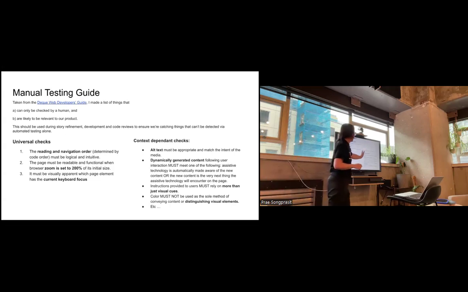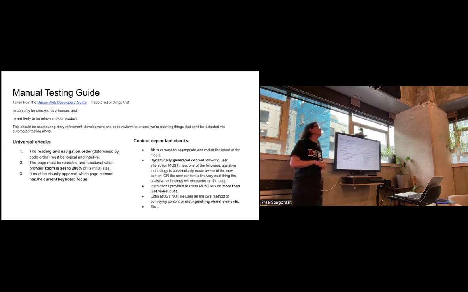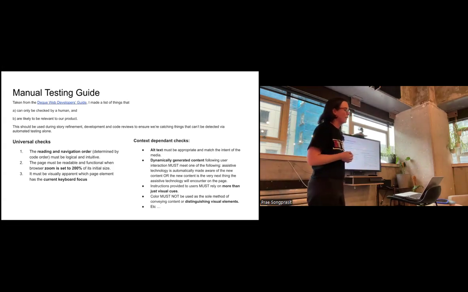And then separating out those context-dependent checks. So we're building this drop-down. Do we need to think about alt text? No, gone. Do we need to think about, et cetera, et cetera. Just making it seem less overwhelming, focusing on what's relevant.